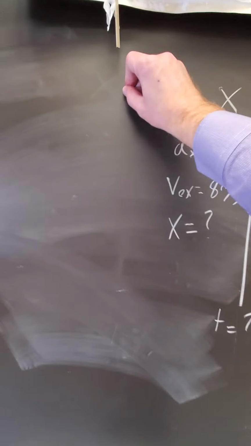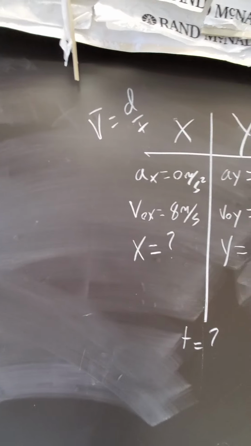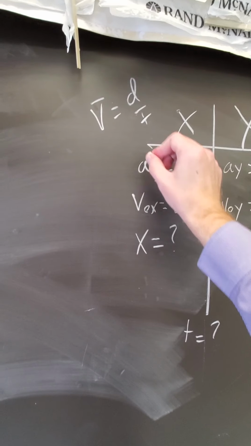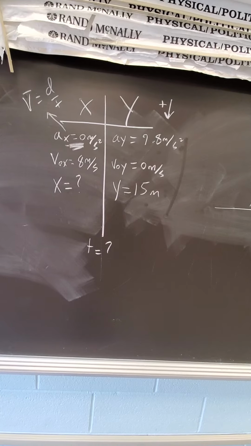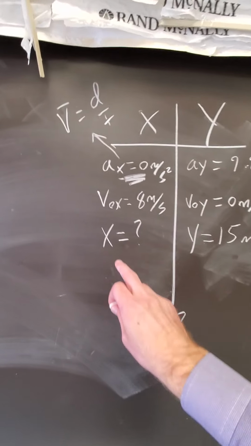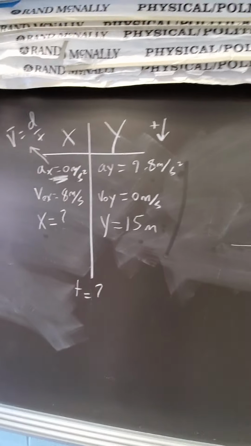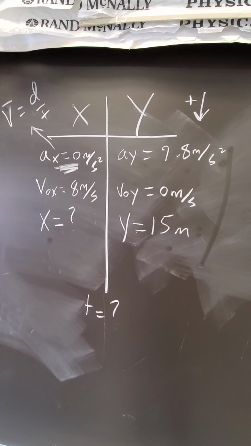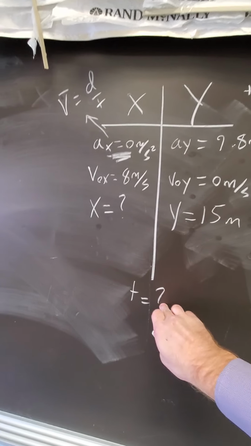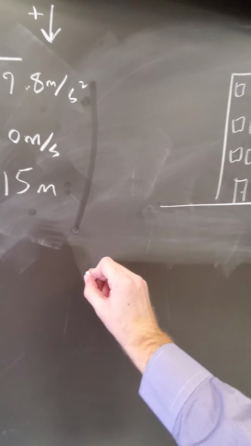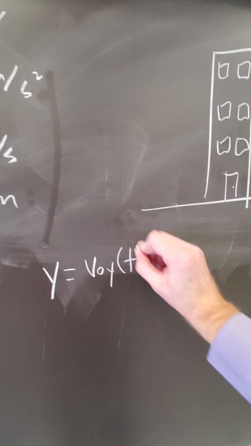My x direction is always going to be some form of v is equal to d over t, because I'm never accelerating. This is always going to be the case, okay? Because I'm missing my d technically, and because I'm missing my t, I better solve for t so I can solve that side. All right? I have y, I have v naught y, I have ay, I'm looking for t. So this seems like a safe bet for the formula.